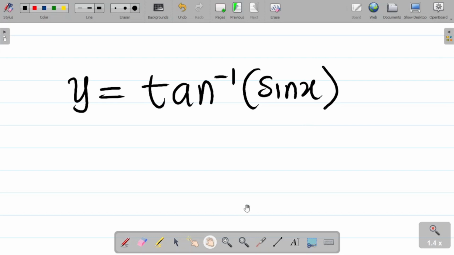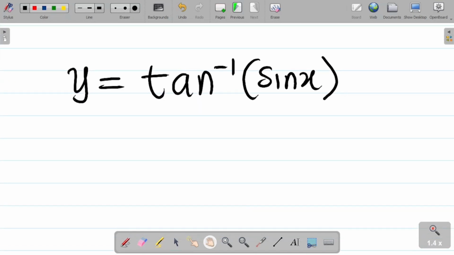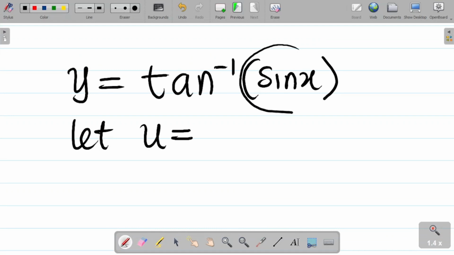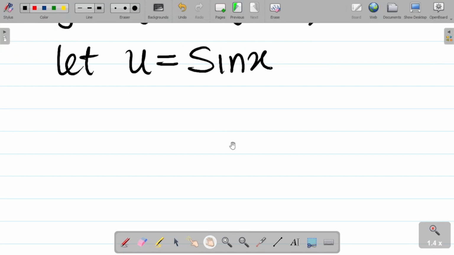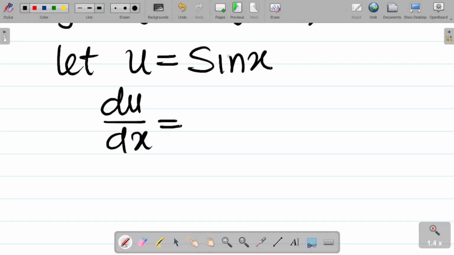All right. To solve this, our first task would be to let u. So we use chain rule. Say let u be equal to the term in the bracket, which in this case is sine x. So let u be equal to sine x. We'll differentiate u with respect to x. That gives us du over dx, and that's equal to, we know that if you differentiate sine x, you'd get cos x. So I have this as cos x.